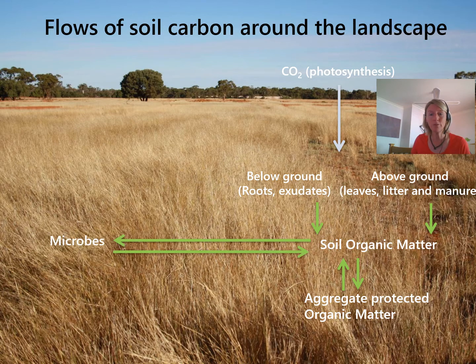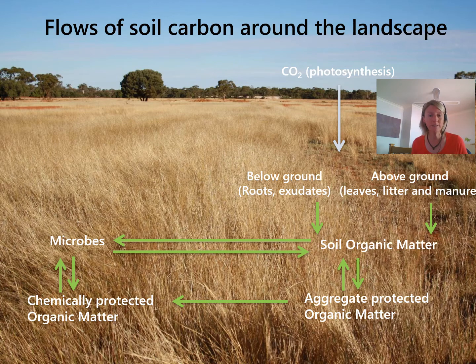Organic matter is also a really important source of energy for microbes, and microbes can transform organic matter into more stable compounds such as humus. Different types of organic matter, and humus in particular, can become chemically protected through its form in the soil and also by associations with clay minerals in the form of organomineral associations.